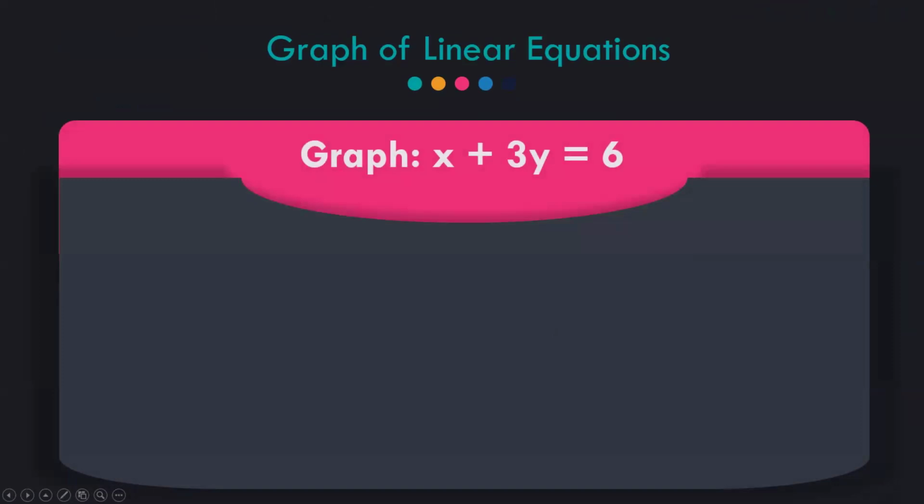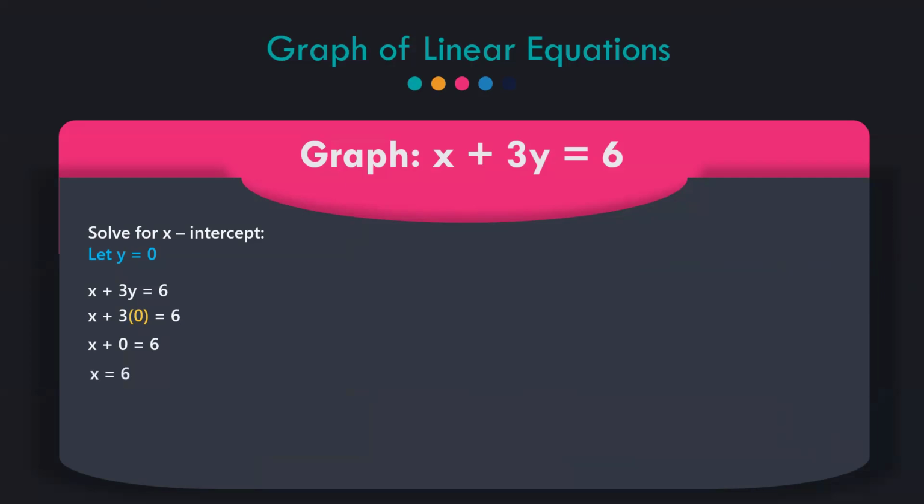So first, we're going to graph x plus 3y equals 6. Again, our first step is to solve for the x-intercept. So simply, let y be equal to 0. Meaning to say, in the given equation, we will substitute y with the value of 0 to get the x-intercept. So using the given equation x plus 3y equals 6, simply substitute y with 0. That's why we have x plus 3 times 0 equals 6. So 3 times 0 is 0. We're going to have x plus 0 equals 6. Therefore, the value of the x-intercept is equal to 6.